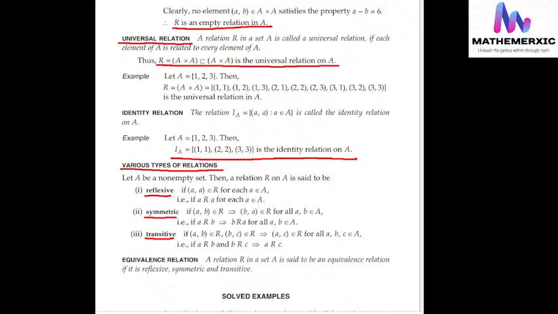Equivalence relation. A relation R in a set A is said to be an equivalence relation if it is reflexive. So it is important to understand that a relation R in a set is said to be an equivalence relation if it is reflexive, symmetric, and transitive, all of them together.